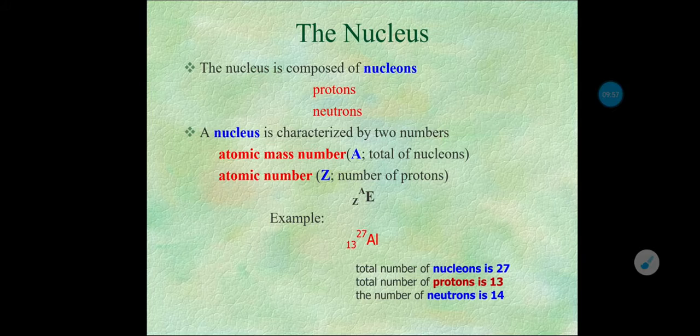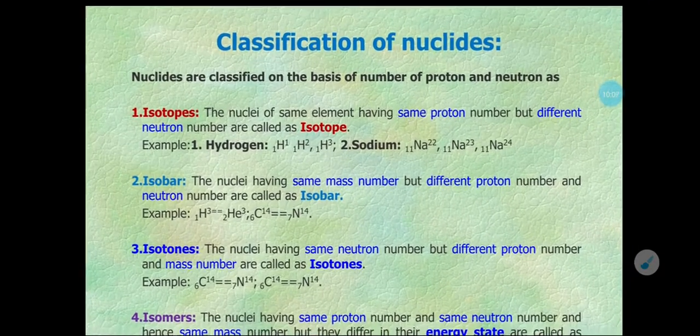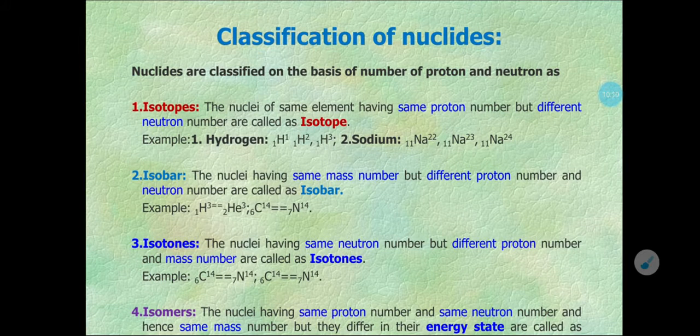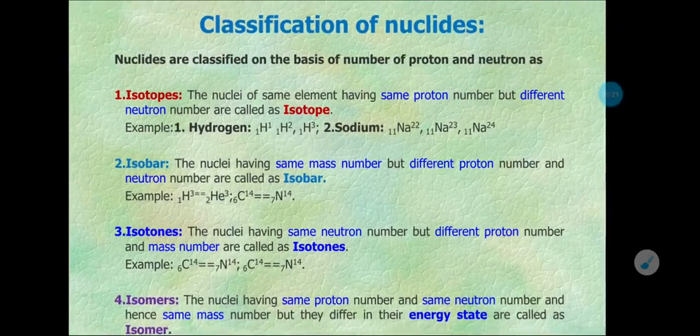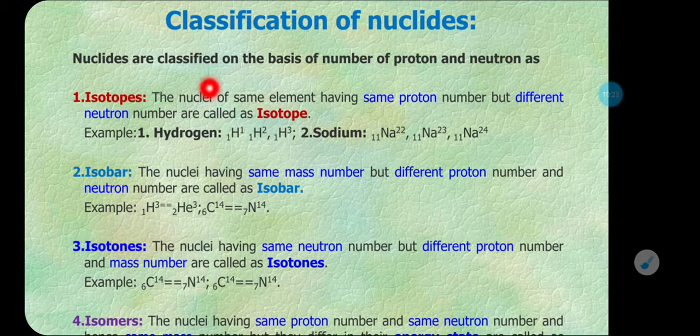The number of neutrons and the number of protons will vary according to these elements. On the basis of the number of neutrons and protons present in the nucleus, the nuclei or nuclides are classified into four classes. The first class is isotopes.